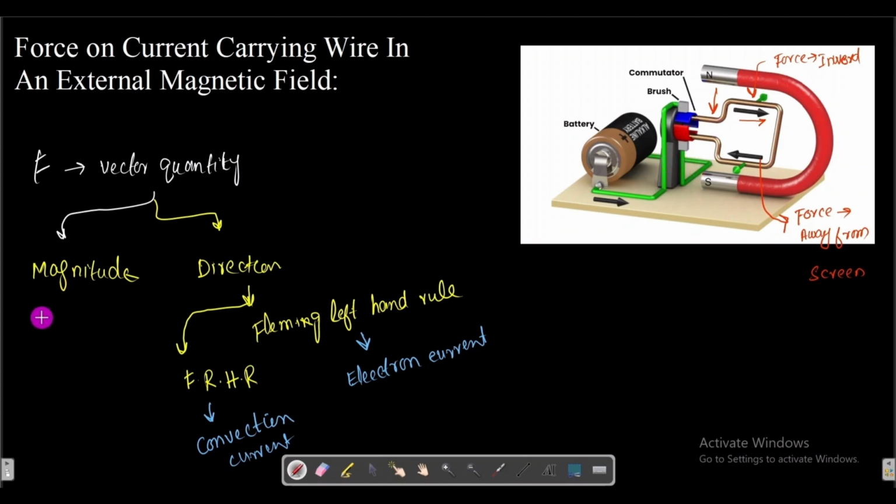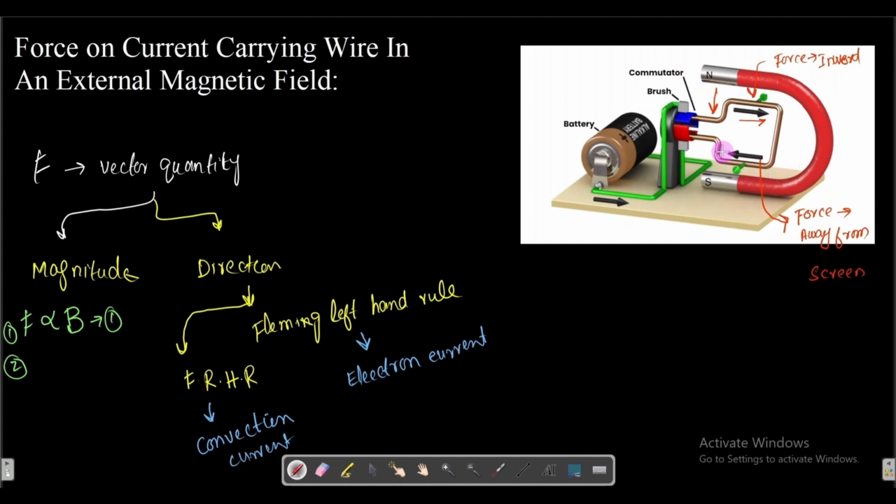Now the magnitude of the force is determined by some external factors. The magnitude of this force depends upon the external magnetic field. If we increase the strength of the external magnetic field, then more force will be exerted on this conductor. So here we conclude that F is directly proportional to the external magnetic field, and the magnetic field is represented by B.